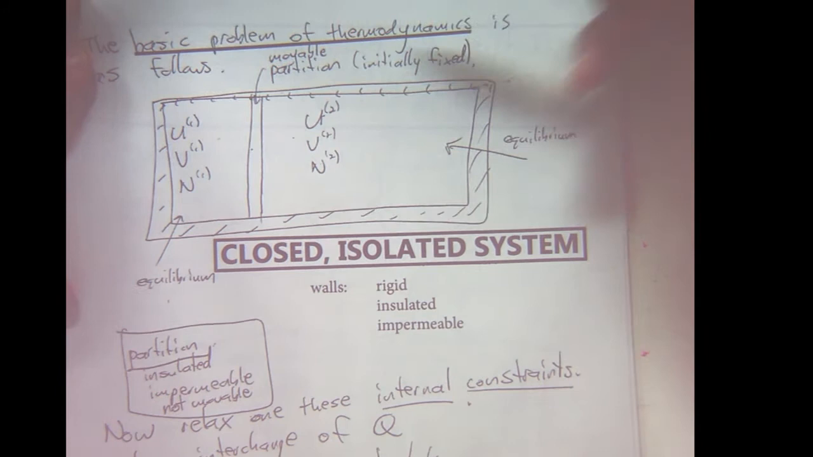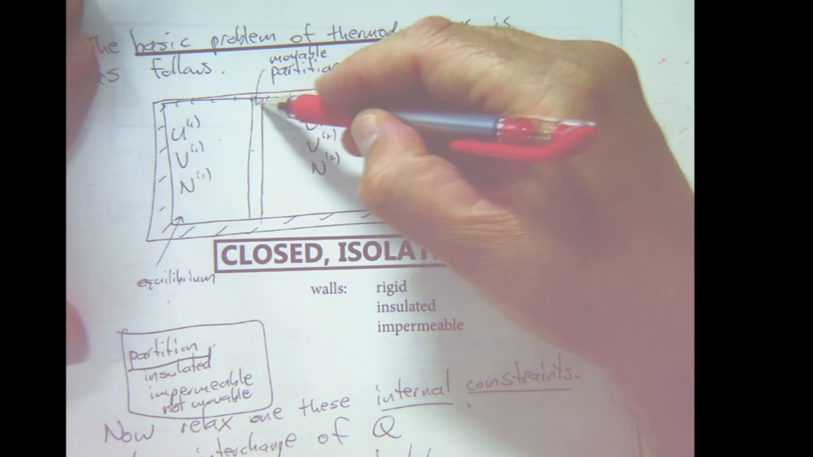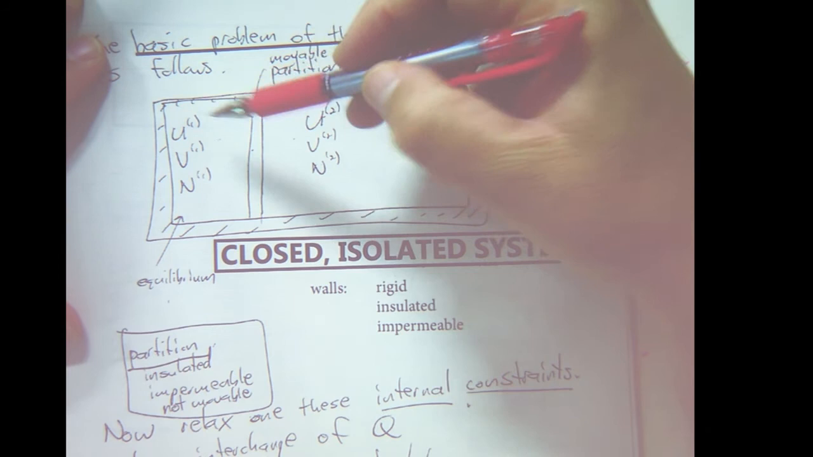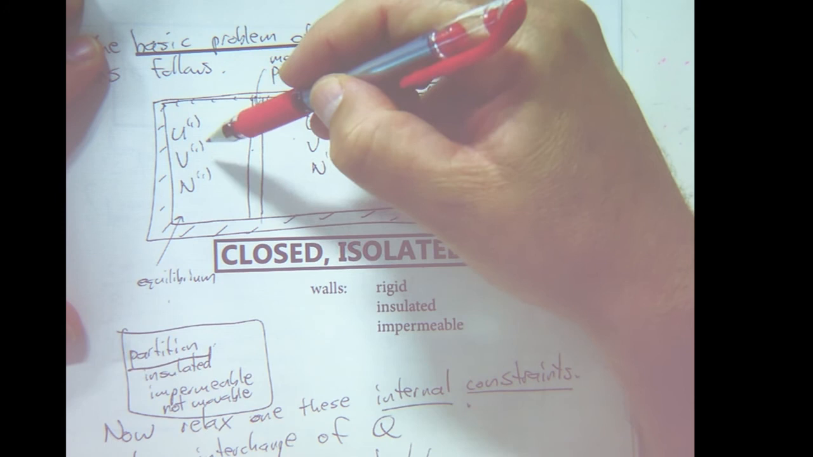So you have an isolated, closed system, and it is partitioned into two by a wall. There's a wall in here that's initially fixed, but in principle we can unfix it and it's movable. We have a subsystem on this side, call it subsystem one, and a subsystem on this side, subsystem two, and we start off with these two subsystems separately in equilibrium. They're not in any kind of thermodynamic contact because of the partition.